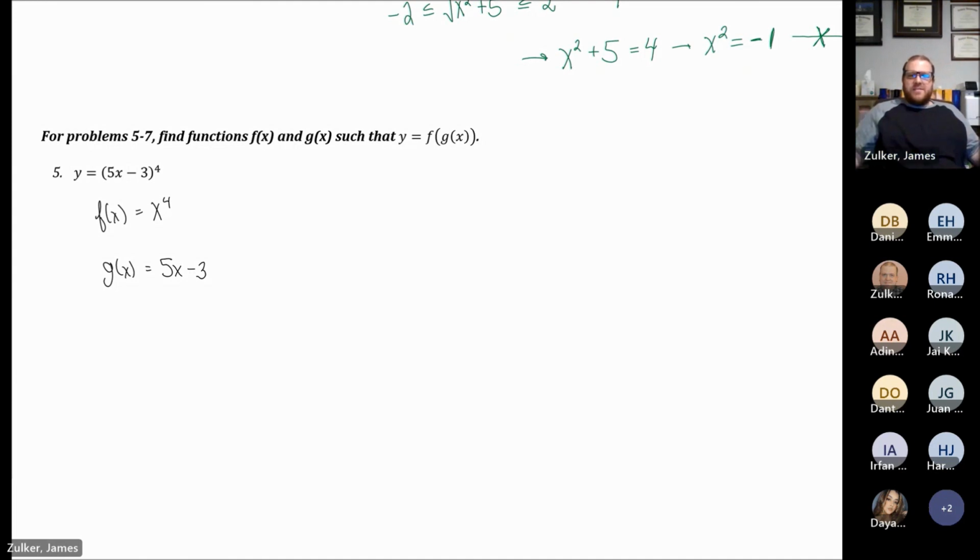See that? It's not the only solution, right? Those are not the only two functions. But this is how we would do it in calculus. So this is just the way that I do it.